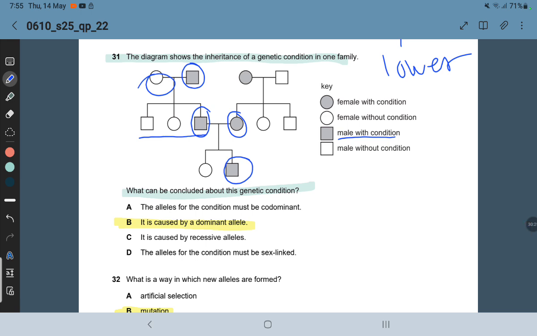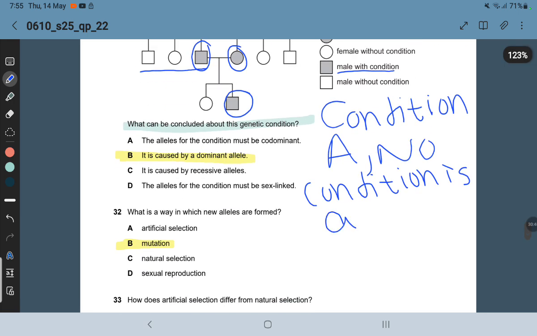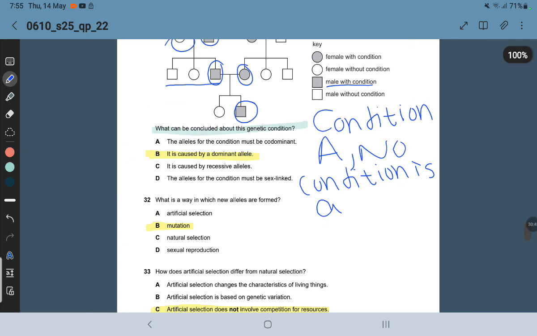So suppose the ones that have the condition are A, and no condition is small a. Now if I say it is a recessive allele, that will be wrong, because I would need two of these, and that will not occur. Why will it not occur? Because the mother only passes you one X chromosome, and the father passes you a Y chromosome, okay?